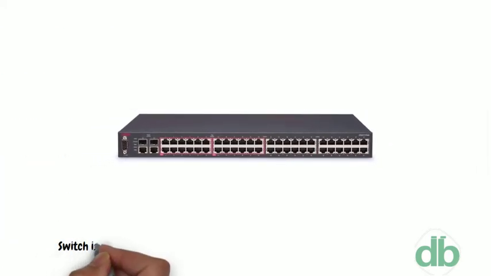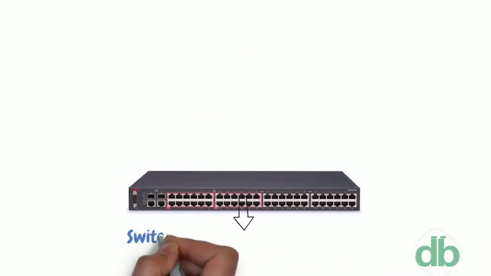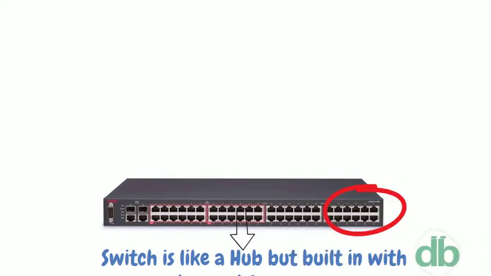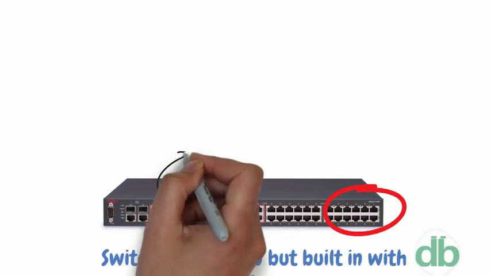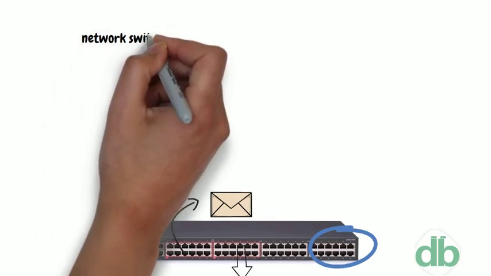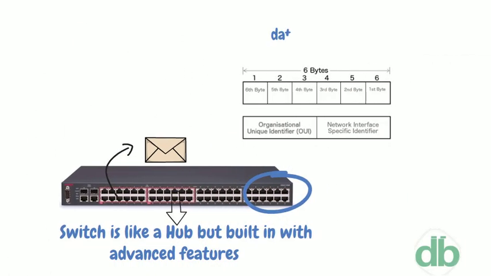Switch. Switch is a telecommunication device grouped as one of computer network components. Switch is like a hub but built in with advanced features. It uses physical device addresses in each incoming message so that it can deliver the message to the right destination or port. A network switch is a multi-port network bridge that uses MAC addresses to forward data at the data link layer of the OSI model.